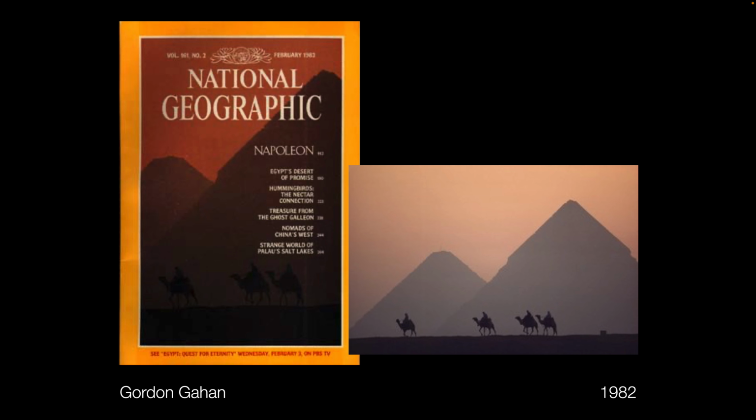And this is Gordon Gahan's photo of the Great Pyramids. On the right is his original photo. And on the left is what National Geographic did to the photo because they wanted it to fit the vertical format of the cover. And so they actually scooted the two pyramids closer together so that they filled in a better vertical image. They took a lot of flak for this because people realized what they had done and realized that it was an image that couldn't be taken.